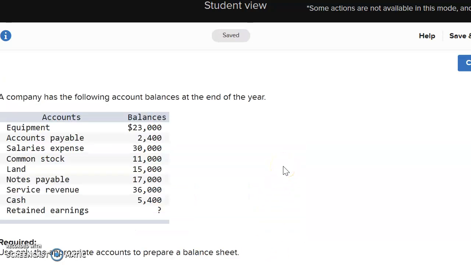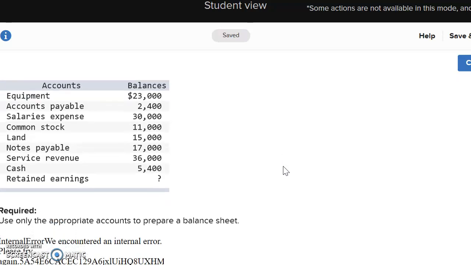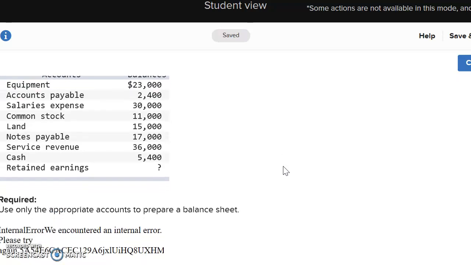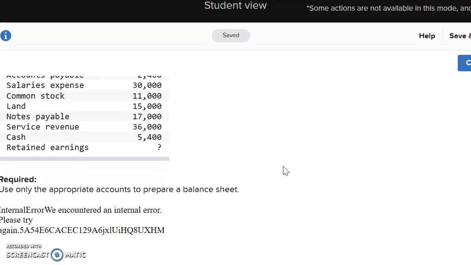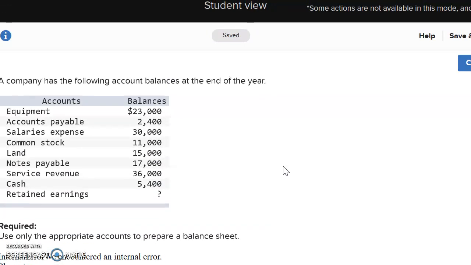Again, here is some information, and you are going to prepare the balance sheet, which isn't showing right now because of an error. But the balance sheet, of course, is going to have your assets on the left-hand side, and on the right-hand side, it's going to have a section for liabilities and stockholders' equity accounts.